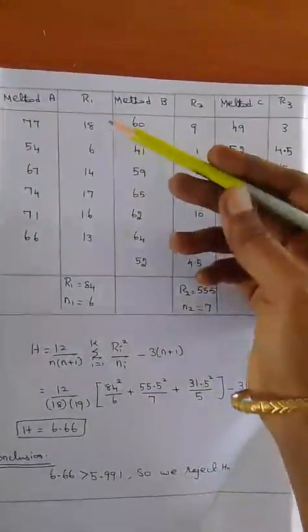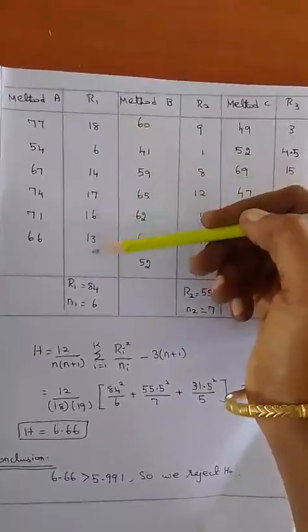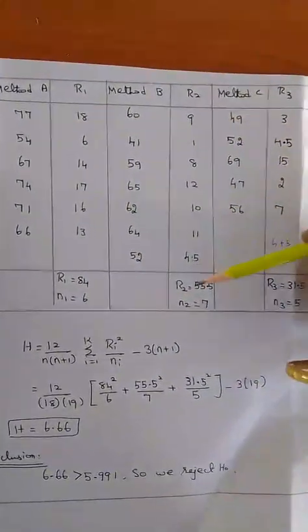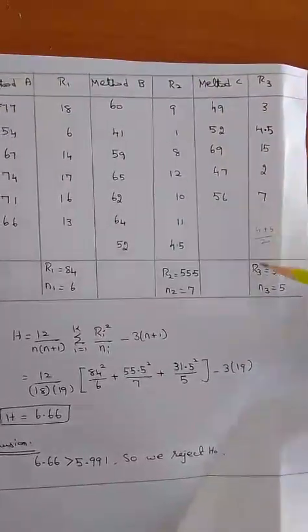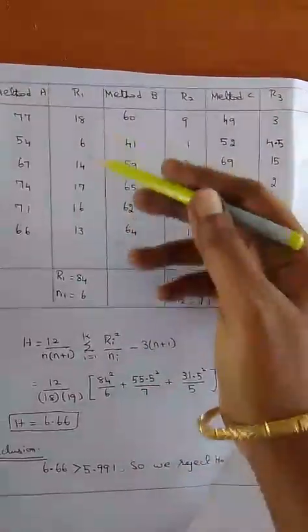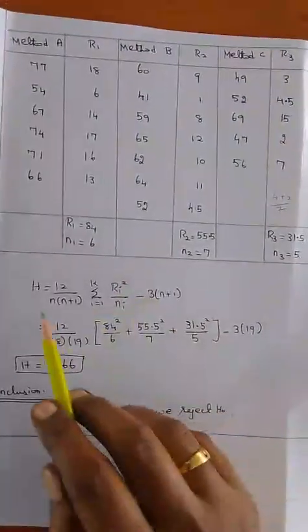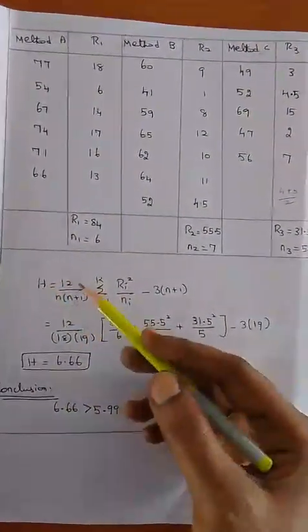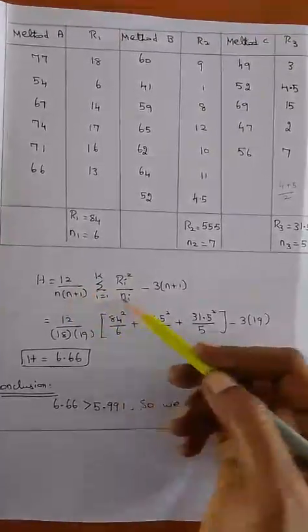Now R1 means the sum of the ranks of this column. R2 means the sum of the ranks of this column. R3 means the sum of the ranks of this column. Add all these things. Now we are going to find the calculated value for H. So the formula is 12 by this one.